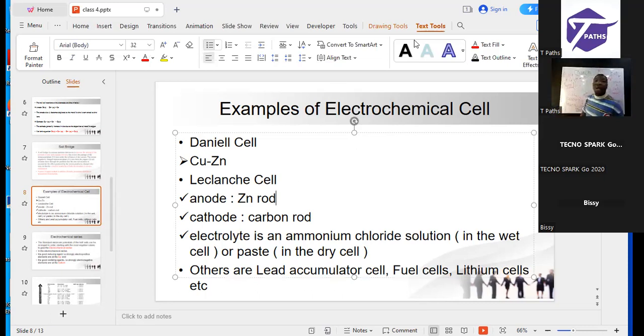Very popular. You can be asked what's on the anode of the Leclanché cell. You need to know that too. What is the cathode of the Leclanché? You need to know that too. Zinc rod and what? Carbon rod.